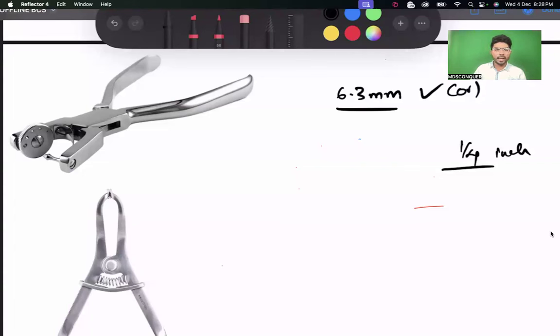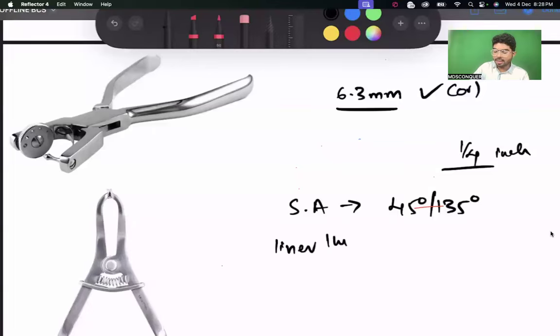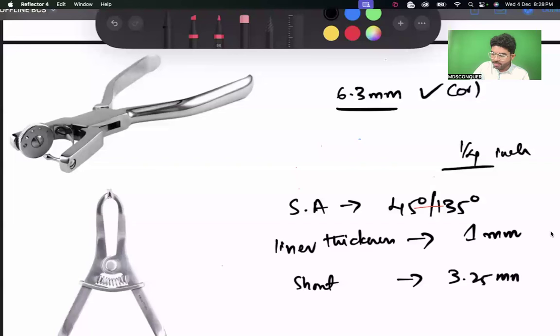So what is the sprue angle? The sprue angle is 45 degrees or 135 degrees. What is the liner thickness? The liner thickness should be at least 1 millimeter. And the liner should be short. The casting ring liner should be short of the open end by 3.25 millimeters.